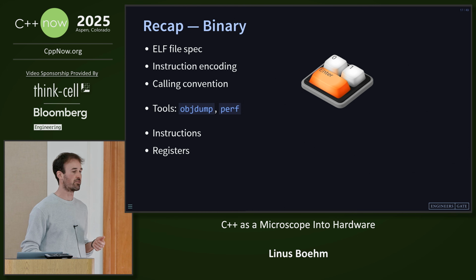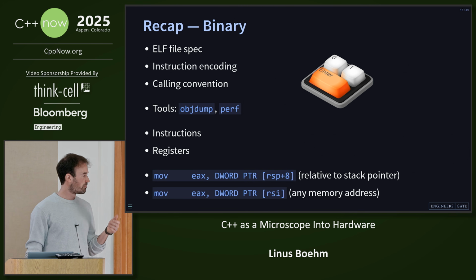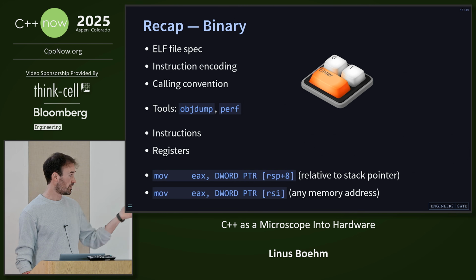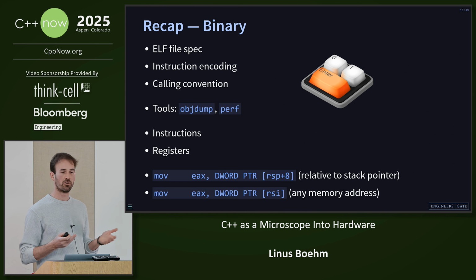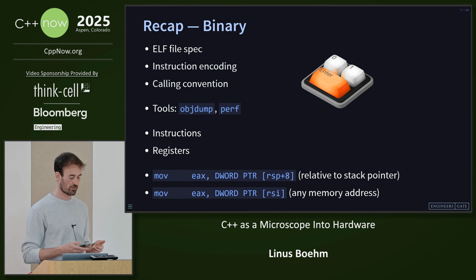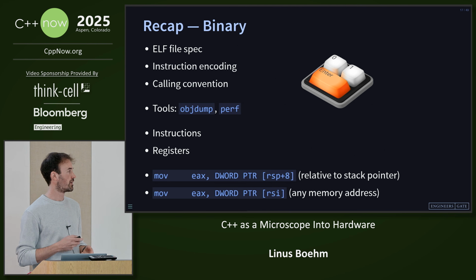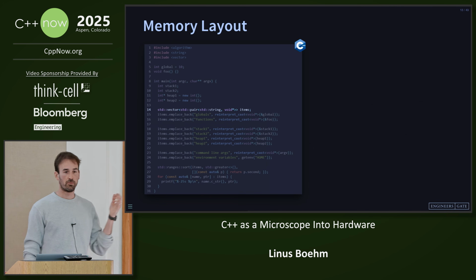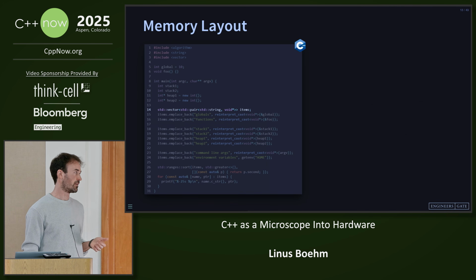We looked at different instructions and registers, but we haven't really looked at the memory. So we know we can refer to memory, but we don't really know where different stuff lives in the memory, how it is laid out. So let's have a look at that. And we can use C++ to get an idea about that.